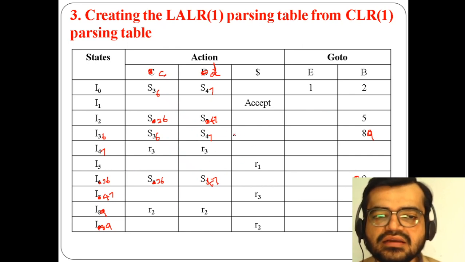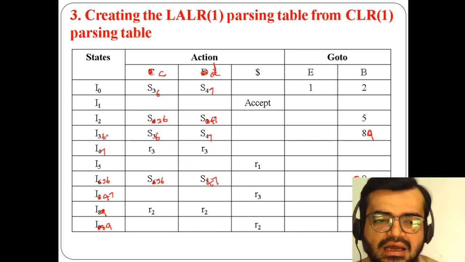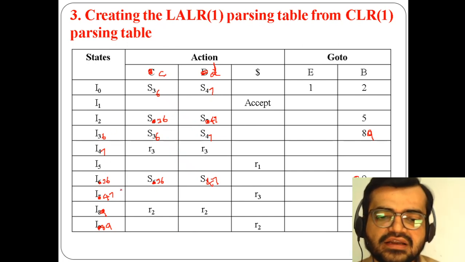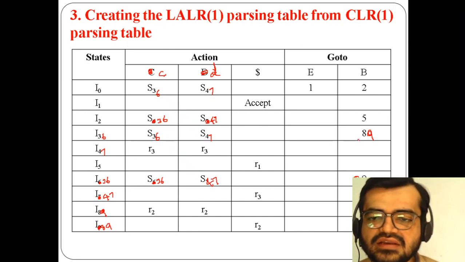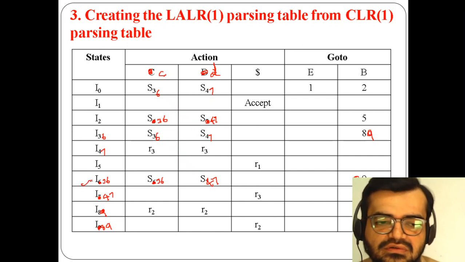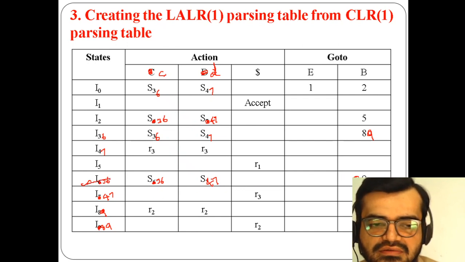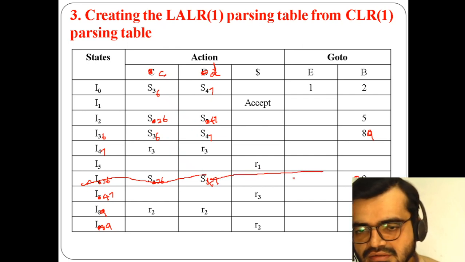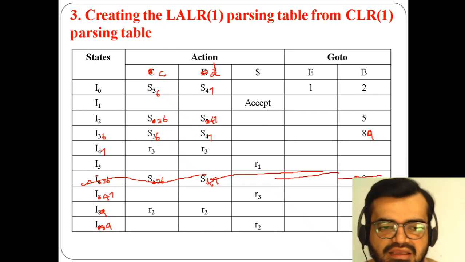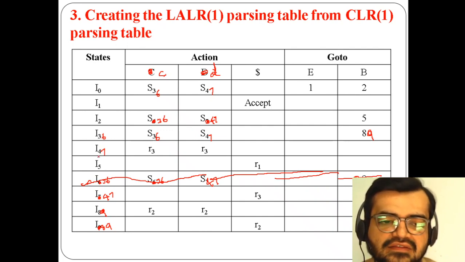Now here we need to see I36, I36, it becomes two states, right? If you see I36, S36, S47, 89. In this I36 also, S36, S47, 89. So I need to remove this state. So I'm removing this state. Similarly, with 47, because in I36 and I36 there's no need of merging, it looks very similar. So simply I'm deleting this.